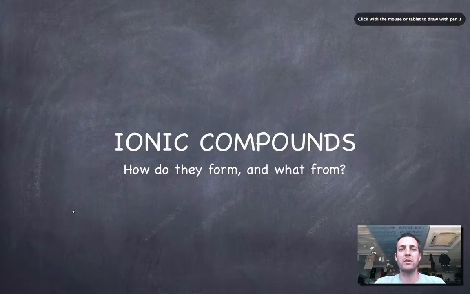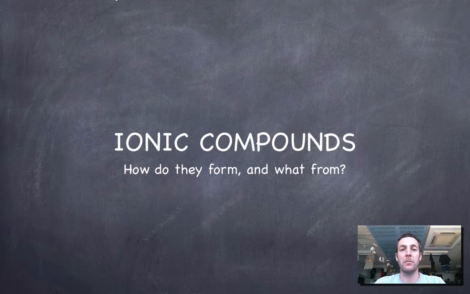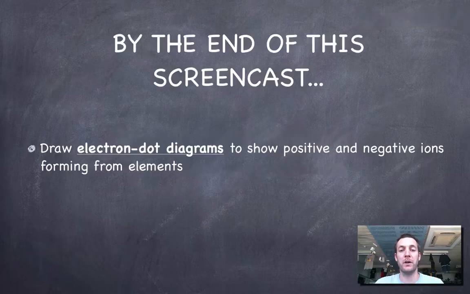Hello and welcome to this film, which is all about ionic compounds. It follows on from the film about ionic bonding, where we looked at what ionic bonding actually is. Here we're going to have a look at what substances will form ionic compounds and how we can show ions forming from their elements using simple diagrams called electron dot diagrams.